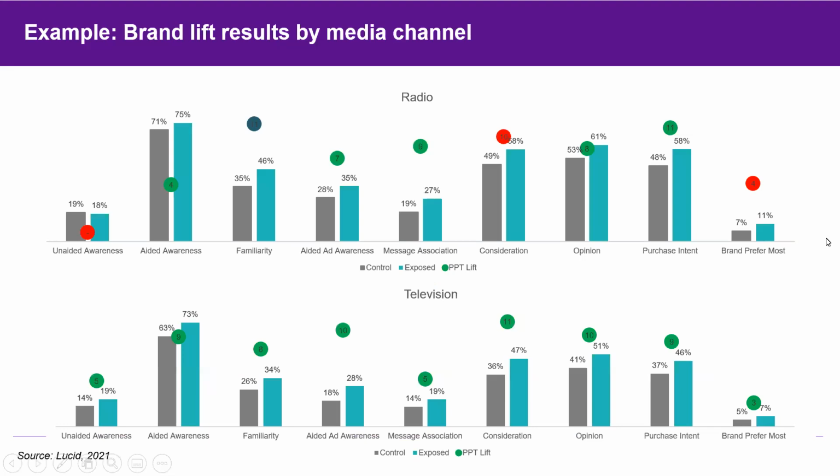You can also look at the results by media channel. So here we can see a similar example, looking at control versus exposed and the lift for radio compared to television.